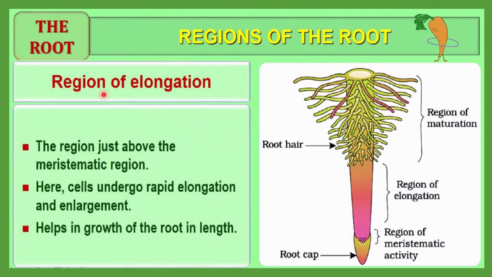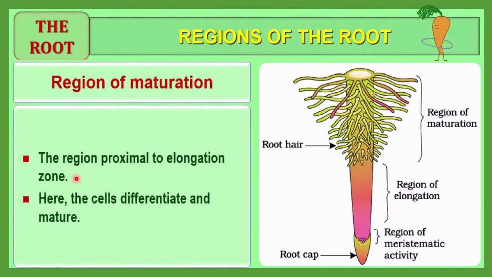Next region is the region of elongation. Here, the region just above the meristemic region, cells will undergo rapid elongation, or size will be increased. Or we can say enlargement of the cells will occur. As a result, in this region you will observe the size of a cell will be increased, and it helps in growth of the root in length. If cells of this region increase in size or enlargement occurs, then what happens? It will result in the length of the root being increased just due to elongation of the cells.